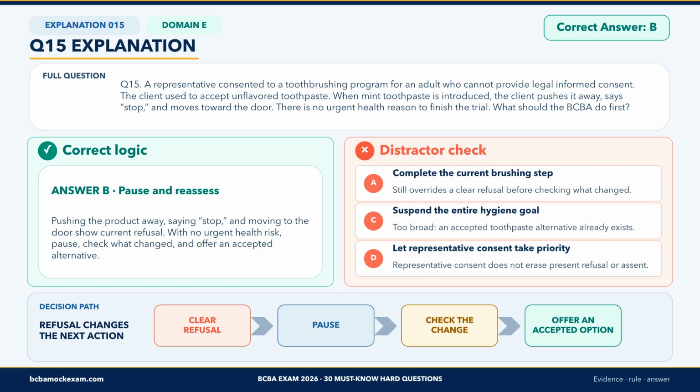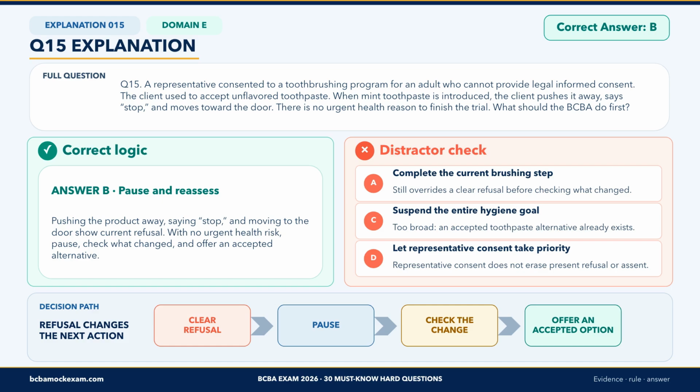The refusal is clear. The changed product is a plausible variable. A previously accepted alternative exists, and there is no urgent reason to override the pause. Pausing respects the client's communication while allowing assessment of the mint product and collaborative adaptation of a socially important goal. The decision path follows the actual sequence. Clear refusal, pause, check what changed, then offer an accepted option.